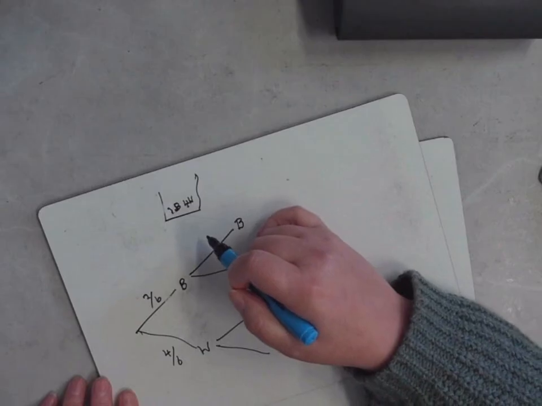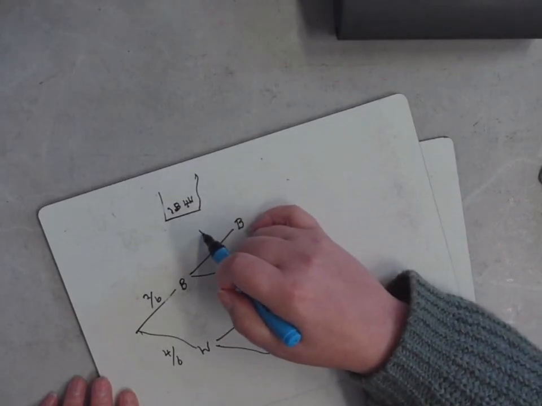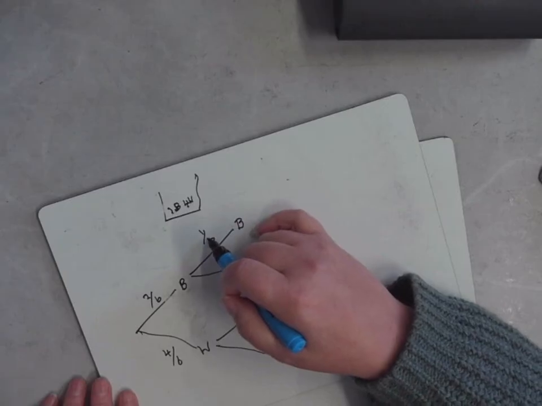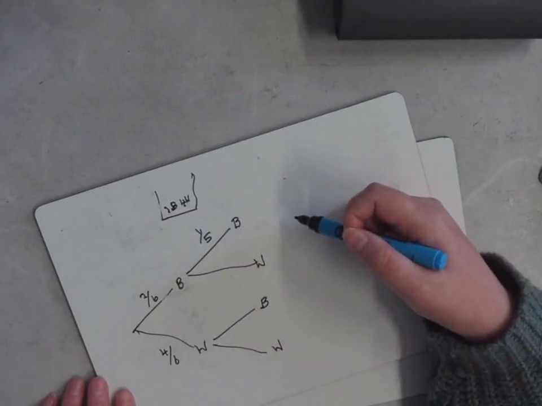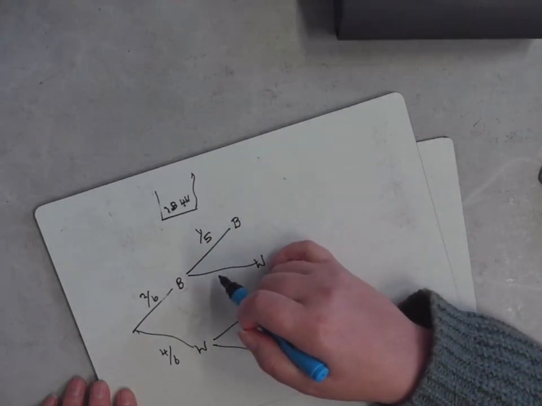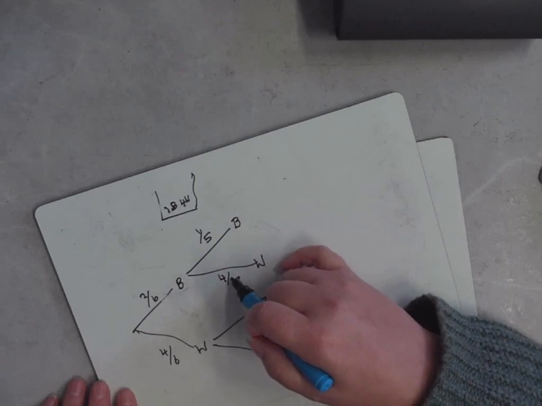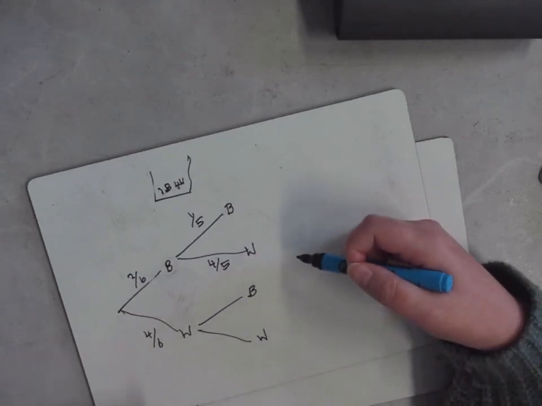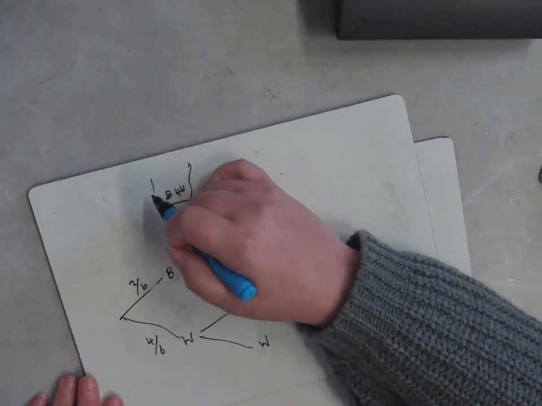So what are my chances of getting the black ball now when you pick a second time? 1 out of 5. Your 1 black ball has disappeared, and there's only 5 balls left. What are your chances of getting white? Yeah, there's still 4 white balls, but we've only 5 balls now.